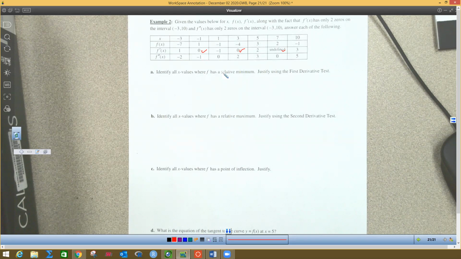So identify all x values where f has a relative min. Okay, so this says justify using the first derivative test.